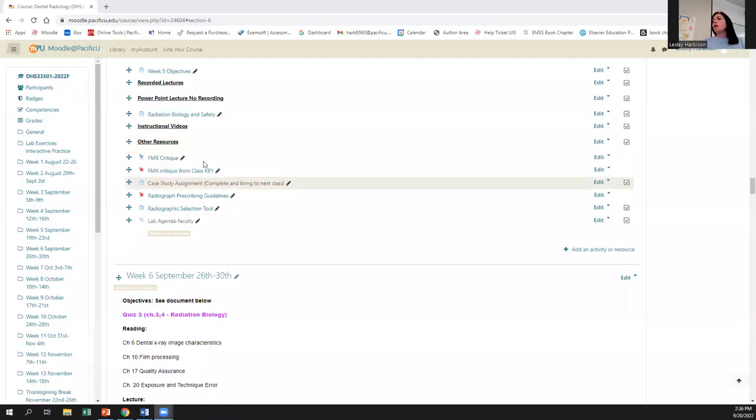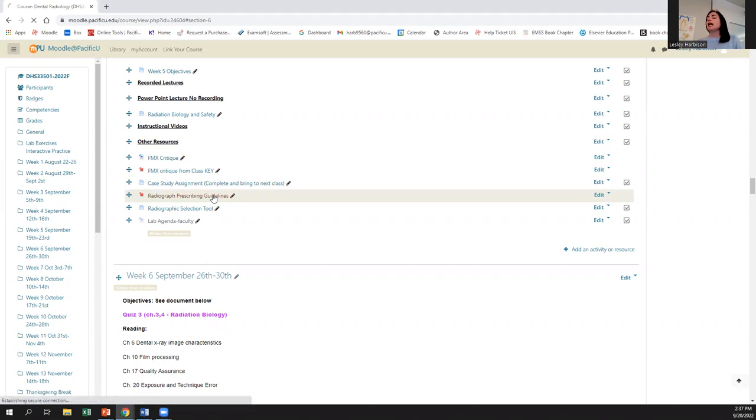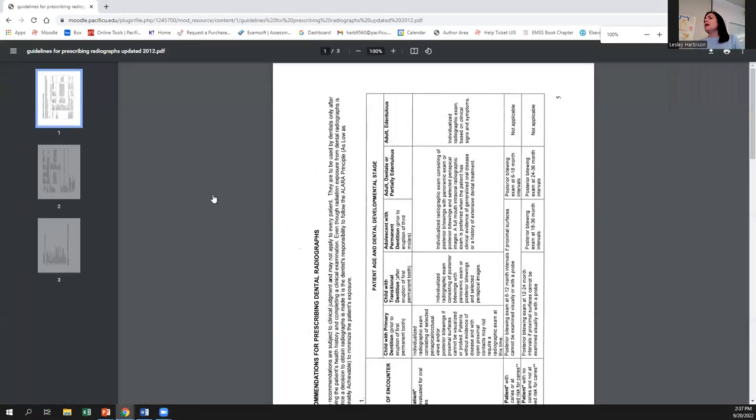I'm going to share it, but I don't know that it will follow me, because I'm going to click onto a couple different areas. You'll still hear my commentary on it, but I don't know that it will follow what I'm doing. So this is the one, the radiograph prescribing guidelines from the ADA.